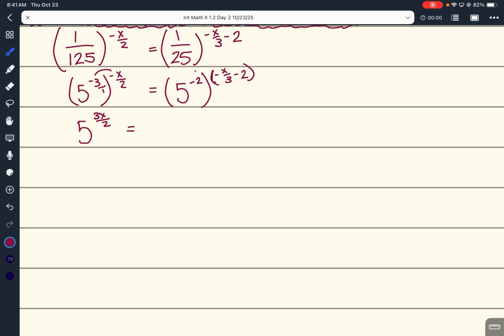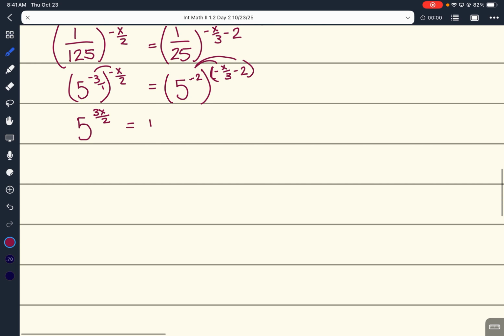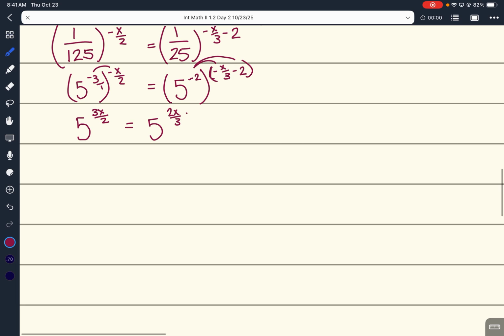Now on the other side, I have to distribute, don't I? So I'm going to have 5. And negative 2 times negative x over 3 is going to be 2x over 3. And negative 2 times negative 2 is positive 4.